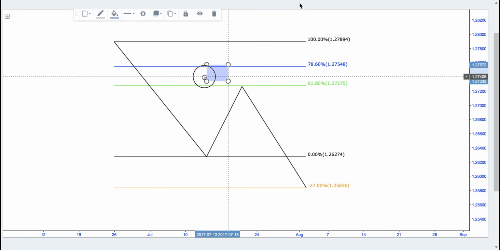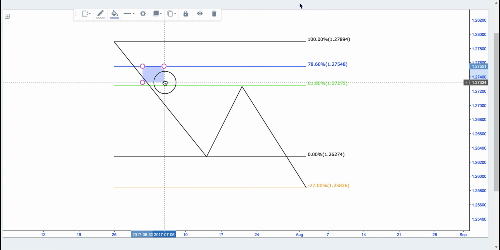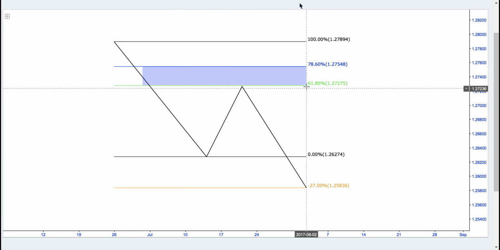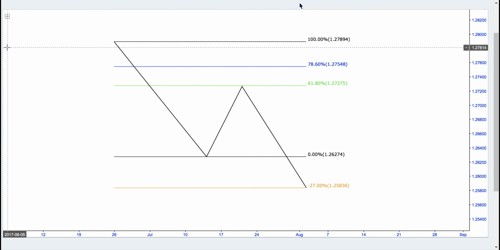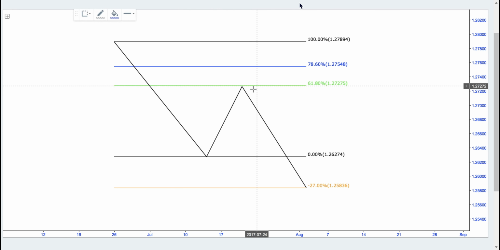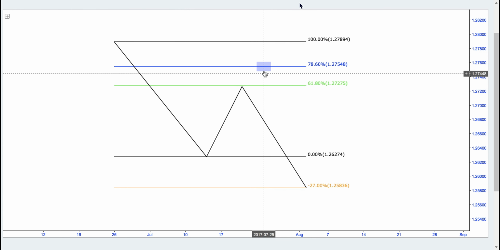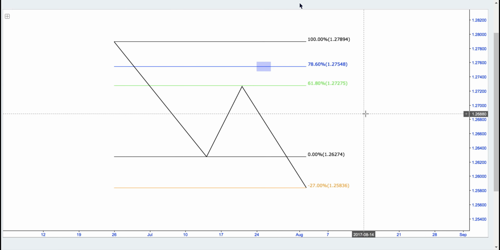Number 2 is to fill and reverse within the region of 61 and 78.6, anywhere in between here, and I'll explain why afterwards. And number 3 is for the market to potentially come up, spike through to 61.8, and then it could spike through to 78.6. I'll go through the ins and outs of that afterwards, but it can reject the 78.6. That's mainly on a 4-hour time frame.